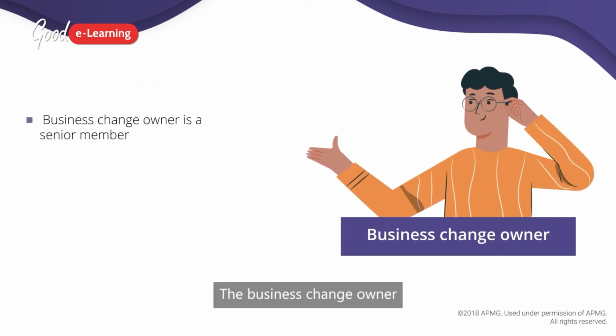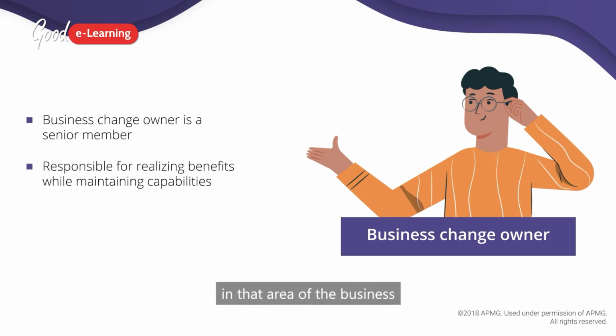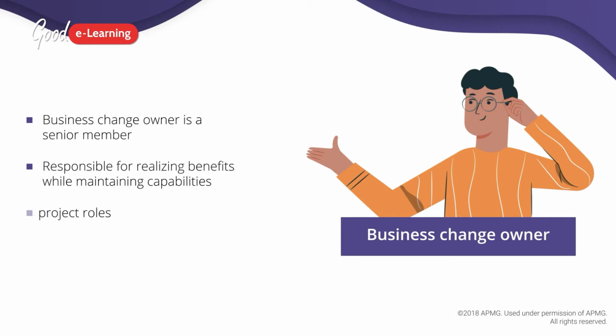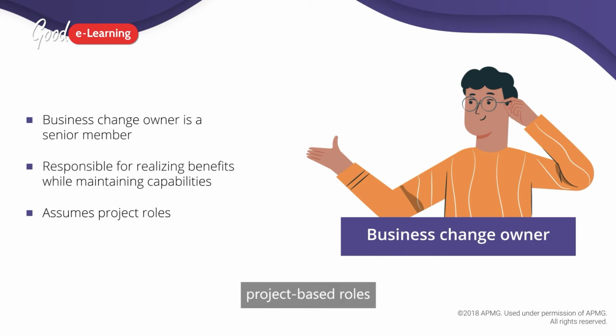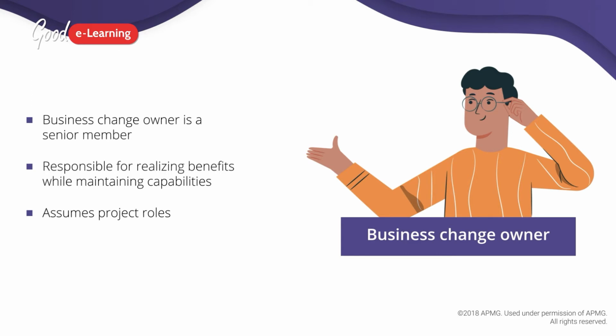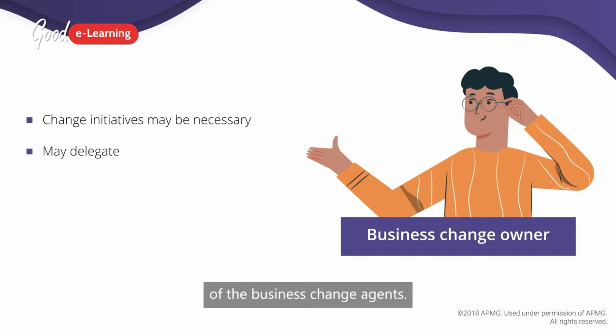The business change owner is a senior member of a specific business area and is responsible for realizing the benefits that new capabilities will provide in that area of the business while maintaining the consistency of the capabilities. The business change owner will assume project-based roles such as business visionary, senior user, or product owner, depending on the framework or method being used to deliver a given project. It may be necessary to carry out a number of change initiatives so they can achieve benefits realization. They may delegate these to one or more of the business change agents.